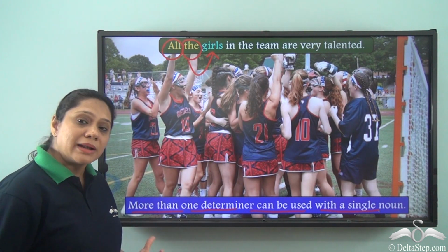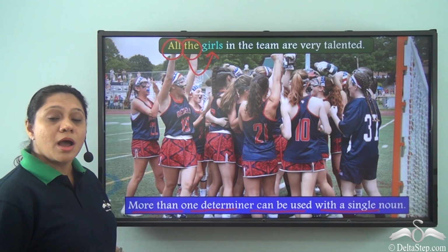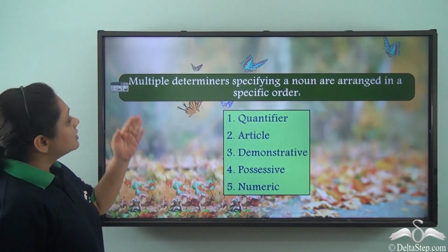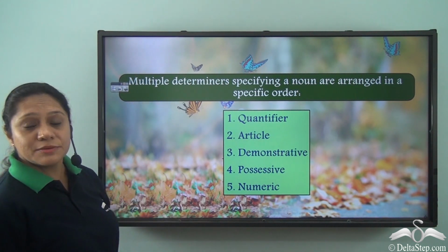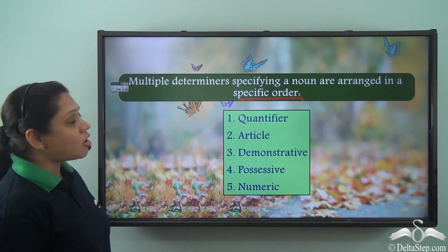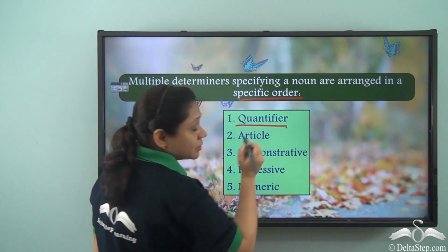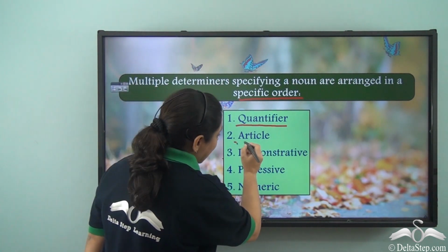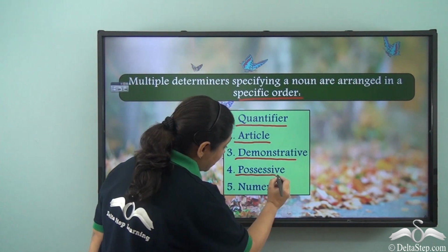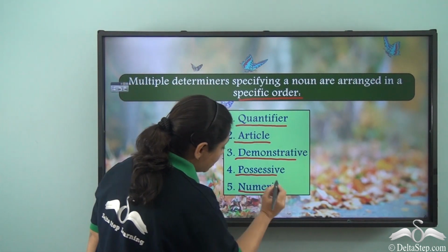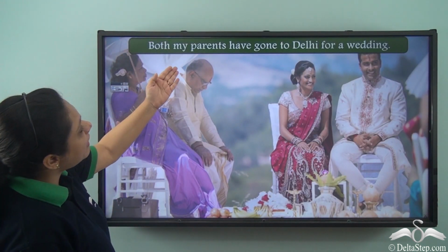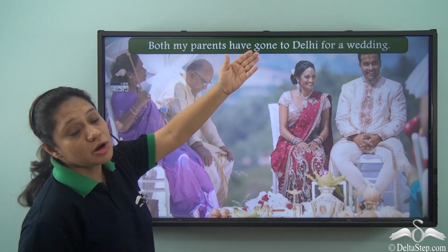Now when we have multiple determiners with a single noun, how do we arrange them in a sentence? Let us see. So multiple determiners specifying a noun are arranged in a specific order. What is the order? We first put the quantifier, then the article, then the demonstrative, then the possessive and then the numeric. So if we have a sentence as both my parents have gone to Delhi for a wedding.